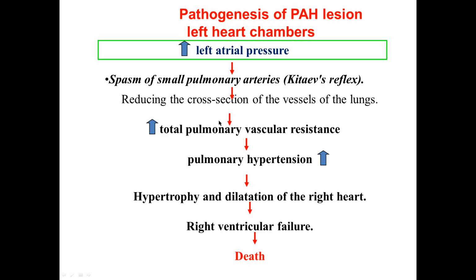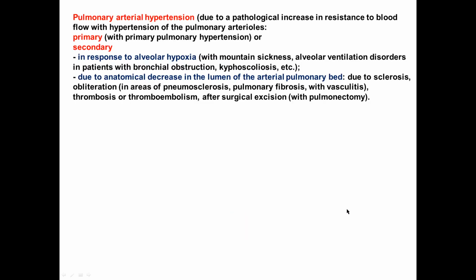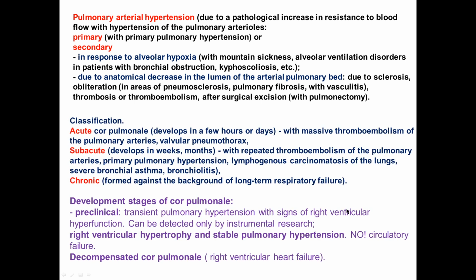This causes a reduction of the cross-section of the vessels of the lungs and an increase in total pulmonary vascular resistance with increasing pulmonary pressure, and also causes hypertrophy and dilation of the right heart and right ventricular failure. Pulmonary arterial hypertension is due to a pathological increase in resistance to blood flow with hypertension of pulmonary arterioles.